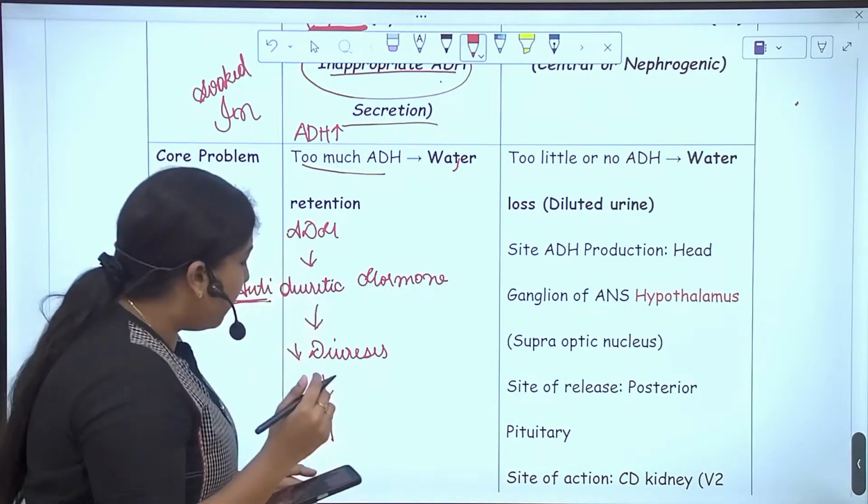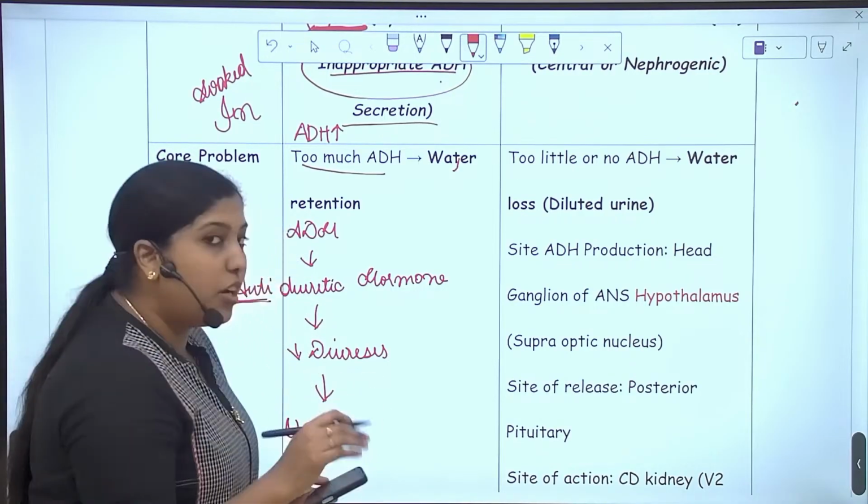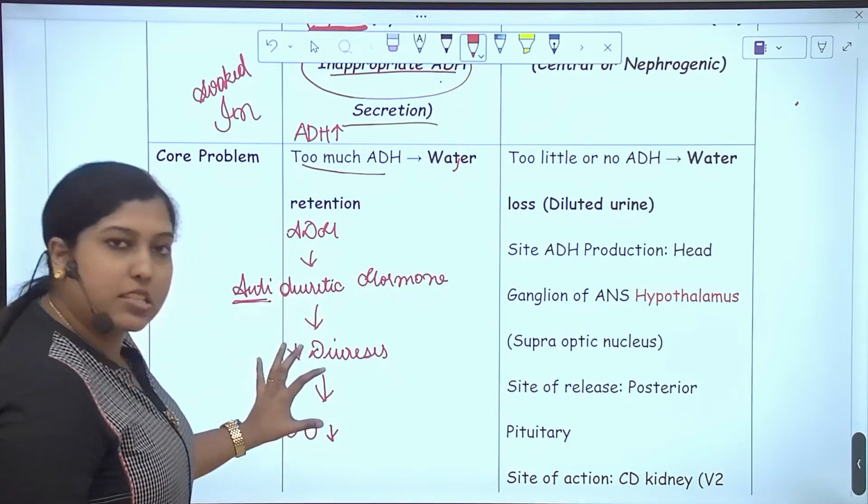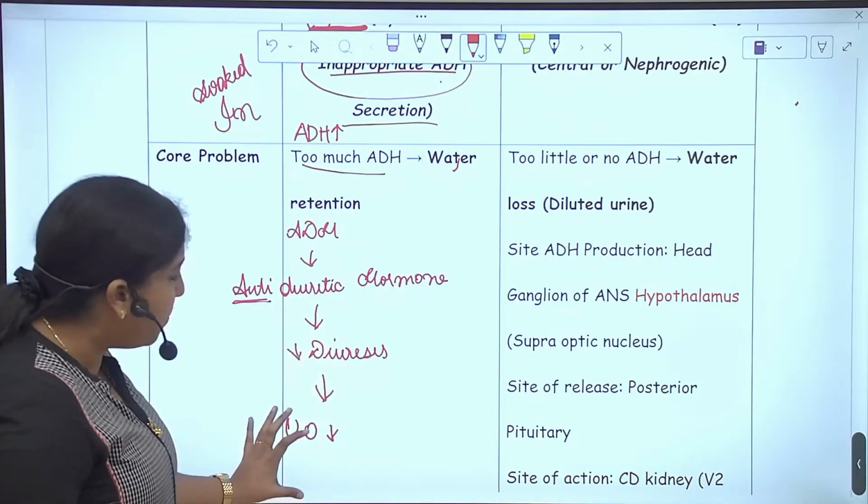For what purpose do we give diuretic drugs? We give diuretics to increase the urine output. Here, antidiuretic hormone will decrease the diuresis, so ultimately there will be a decrease in urine output. On the other hand, think about what will happen to the serum osmolarity if less urine output is there. There will be more fluid overload, right?